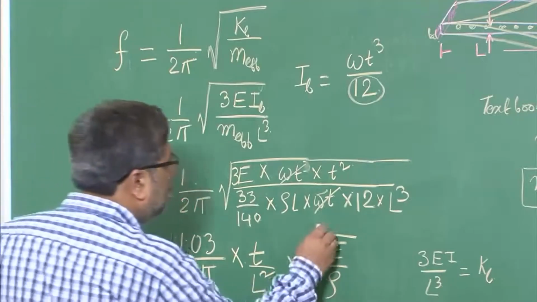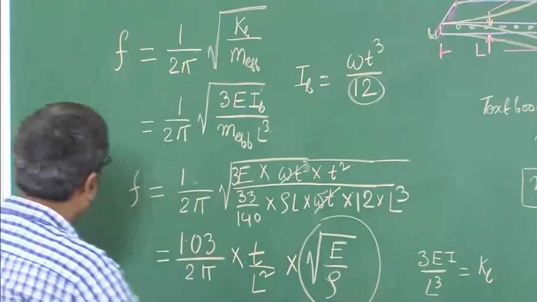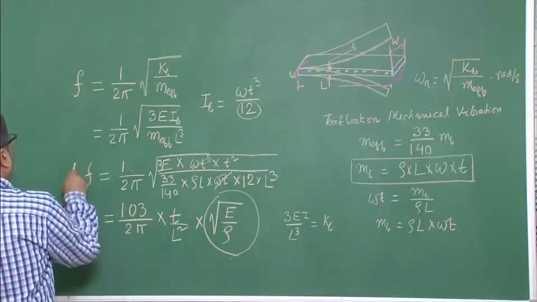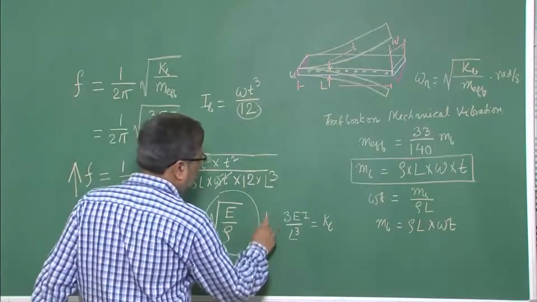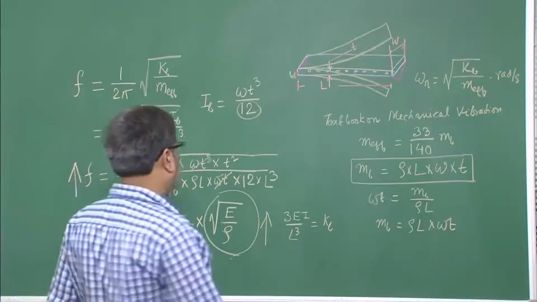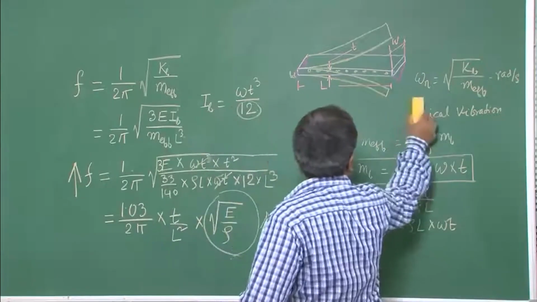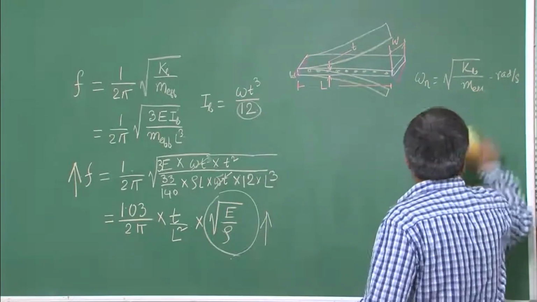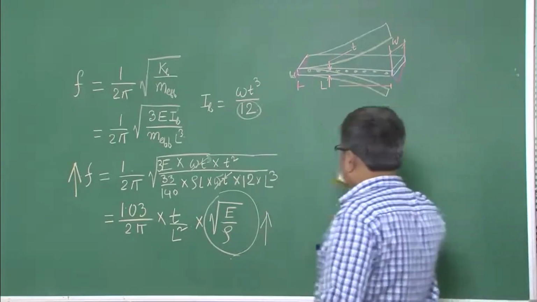That is the material property index. If you want to maximize this frequency, you have to maximize the square root of E by rho. That is the point that we are getting as a take home exercise result from this system.